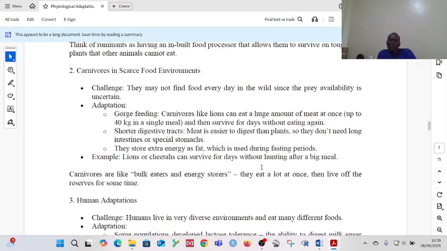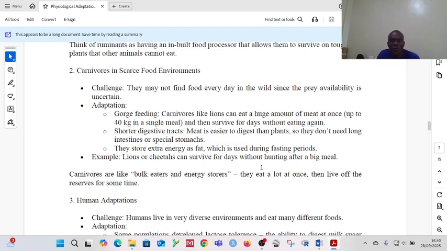By virtue of being in a food-scarce environment, such carnivores may not find food every day. Why is it that they are not certain of finding food every day? Possibly because the availability of prey does not occur every day. So the carnivores might find prey today and they will not find it in the next 3 or 4 days. So what are the adaptations that some of these carnivores have?